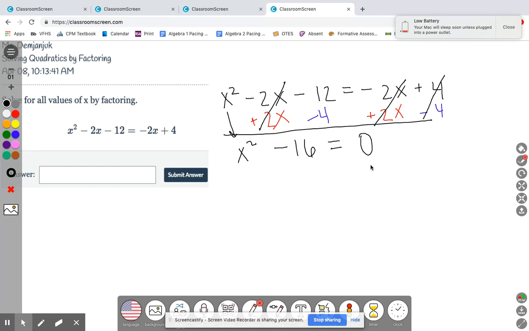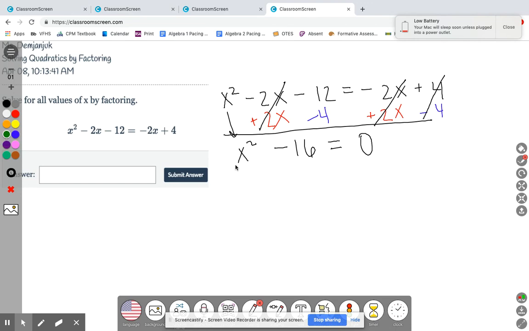Again, once you have it in standard form, you automatically want to look for if you have a GCF that you can divide each of the pieces by. This has an x squared but no coefficient. This is the number negative 16 but no x's. There's nothing that you can divide them both by. So what you're going to look for is if you can do your difference of squares rule.